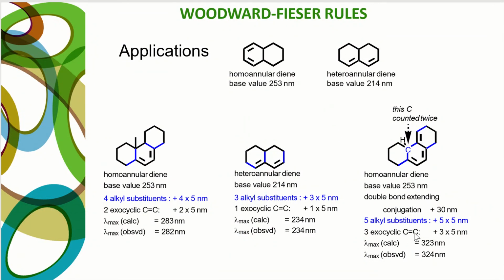We have 3 exocyclic double bonds, so let's see if we can find them. We have one here, we have one here, and we have one here. It will take you a while to get the hang of it, but trust me, you will. It's just about tuning in to understanding how to look for it. We add these all up and we get 323 nanometers as the calculated value, and that is extremely close to the observed lambda max of 324 nanometers.